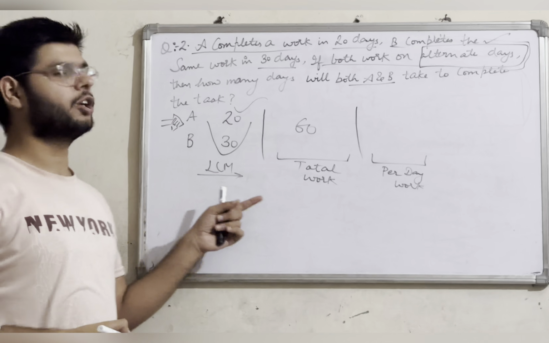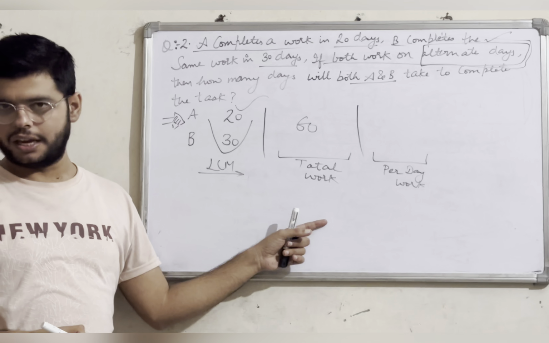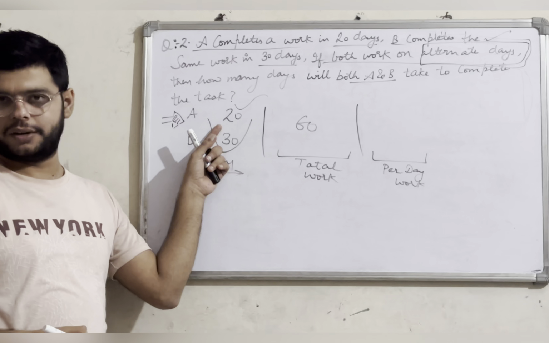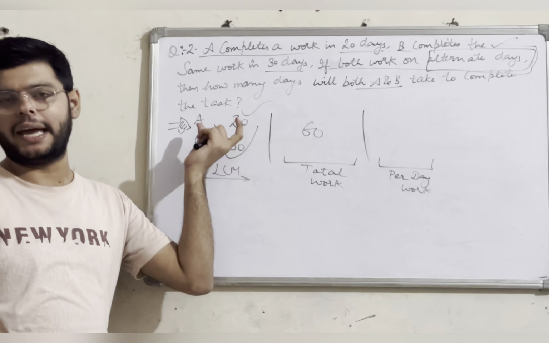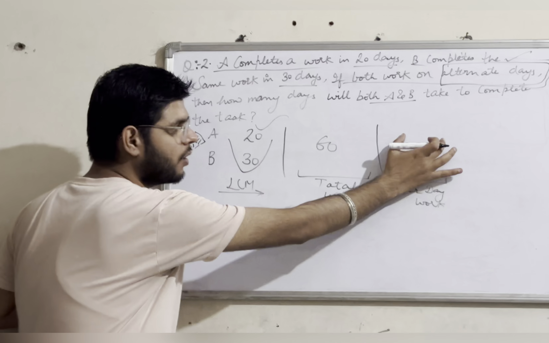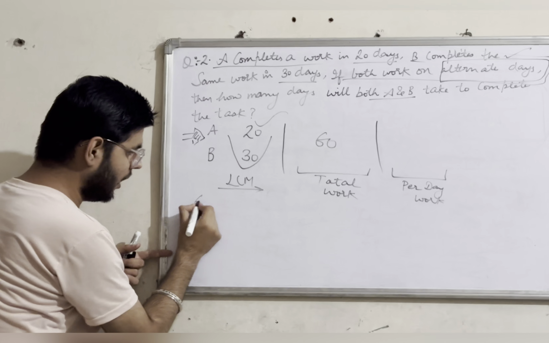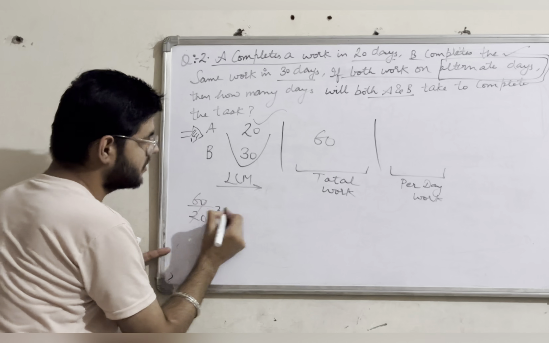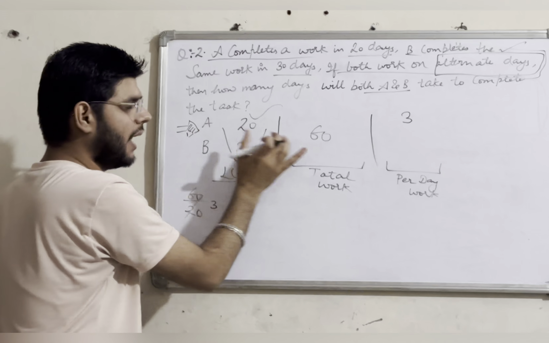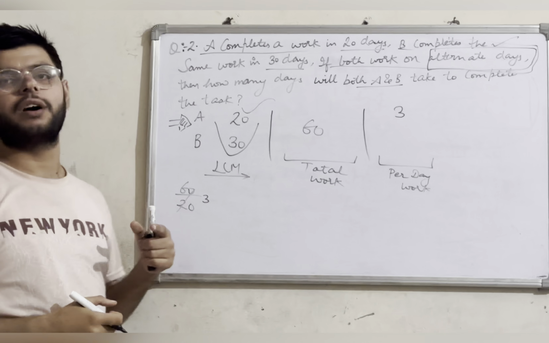So we come to the conclusion that the total work was 60 and A takes 20 days to do it. If 60 tasks are done by A in 20 days, what unit of work is he doing in 1 day? Let's take 60 divided by 20. The answer is 3, which means that A is doing 3 units of work in a day.